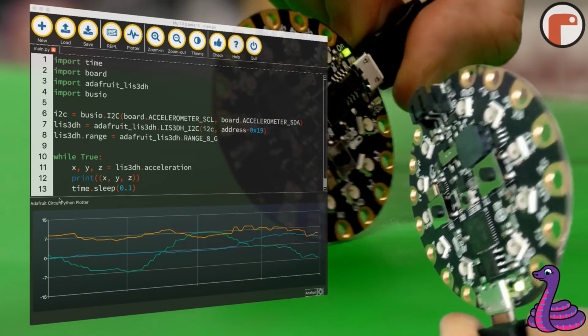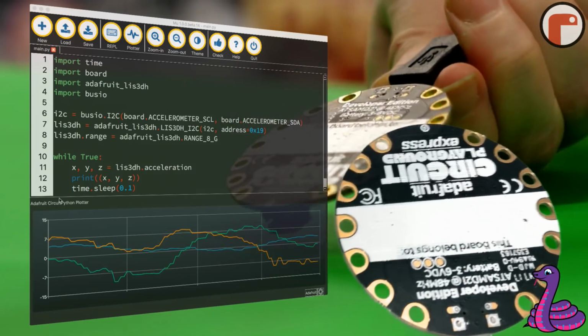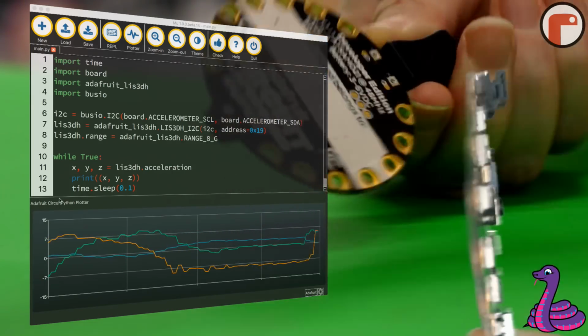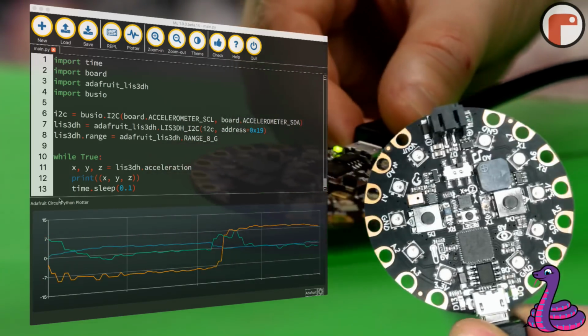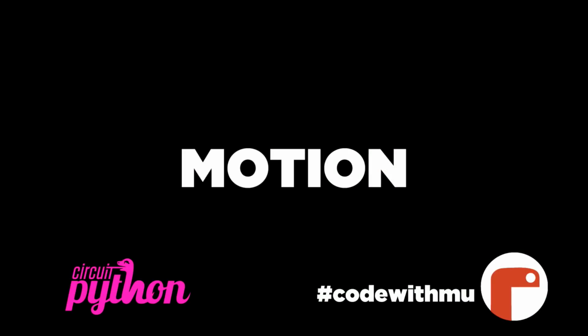You can also see how moving it makes X, Y, and Z go up and down. We can detect whether it's upside down or right side up. That's how easy it is to plot X, Y, and Z acceleration using the accelerometer and plotting with Mu.